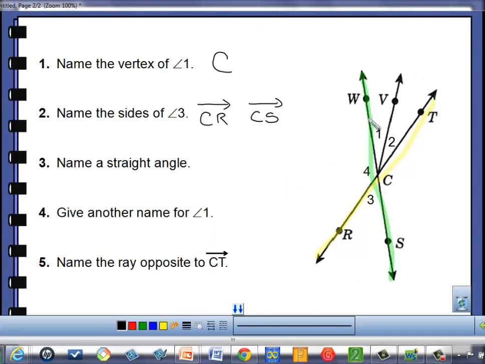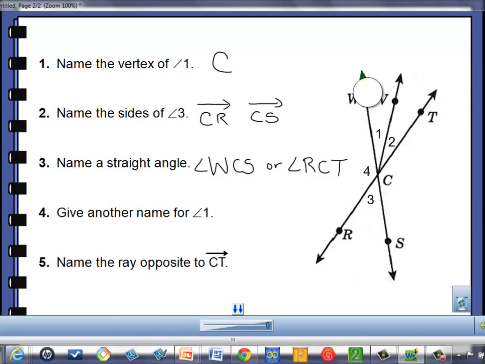If you chose the green line, remember we're naming it as an angle, so we want to name it with the vertex in the middle. So you could name angle WCS. You could have reversed it and named it angle SCW. Or the yellow line, which is angle RCT or TCR.